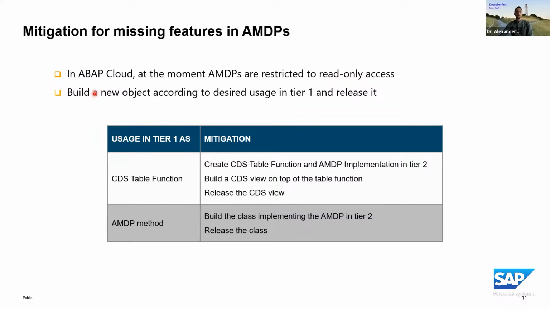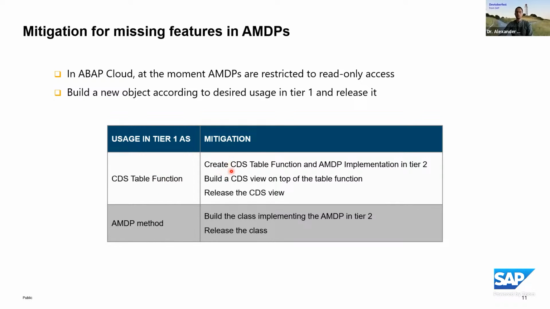The mitigation is also possible using tier 2, but it's slightly different than just a pure wrapper. Because here, for mitigating the features in AMDP, you would create an object in tier 2 that corresponds to the desired usage in tier 1. And then you release the corresponding artifact. So how does it work? Imagine you want to use a CDS table function in tier 1 and make use of complex features in HANA in the implementation.